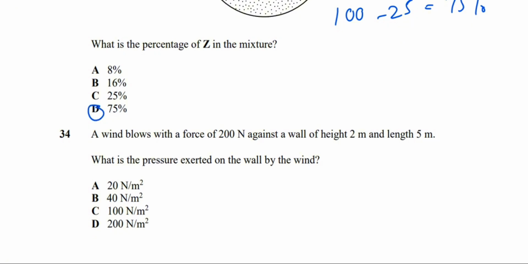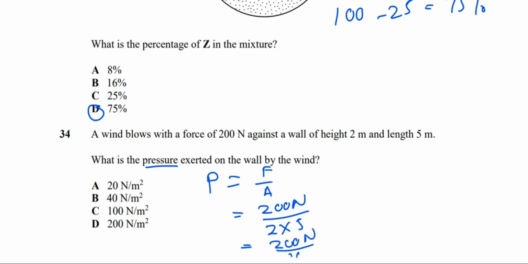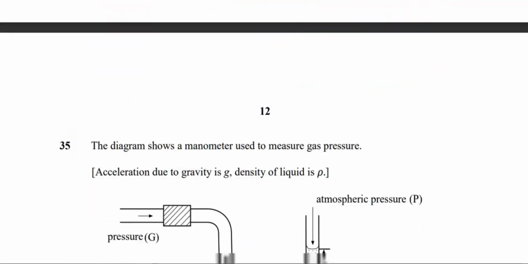34. A wind blows with a force of 200 newtons against a wall of height 2 meters and a length of 5 meters. What is the pressure exerted by the wind on the wall? The formula for calculating pressure is force over area. The force is 200 newtons and the area is length times height, 2 times 5. This gives us 200 newtons over 10 square meters. If you divide 200 by 10, the zeros cancel out each other and you get 20 newtons per square meter, which is A.